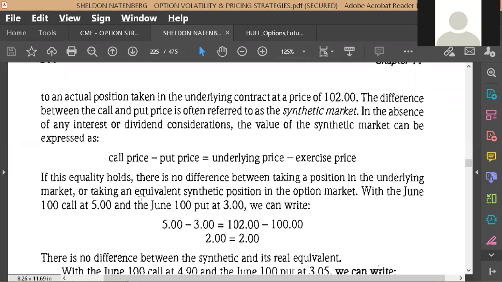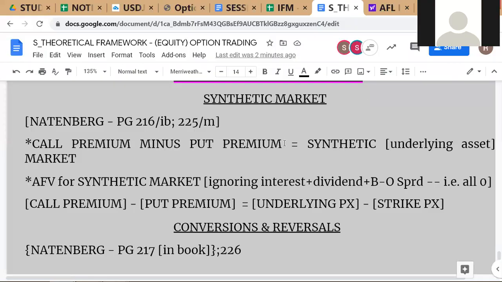So this is the net cost of creating the synthetic long equivalent position. This is not a new statement. It looks like a new statement, but actually you're already familiar with this idea because you have already done the synthetic equivalence. You know that the equivalent of the long underlying is long call plus short put. So long call, pay the price, short put, receive the price. Net price is here on the LHS, and that is equal to the synthetic market. That's what he's calling the synthetic market.